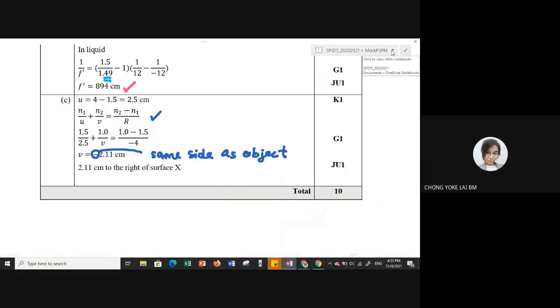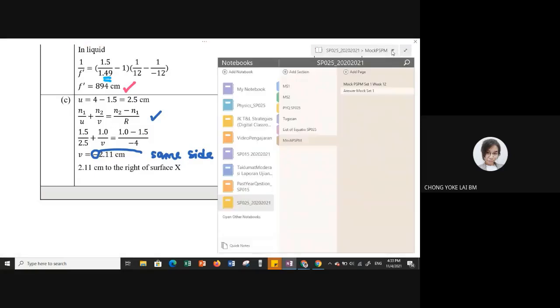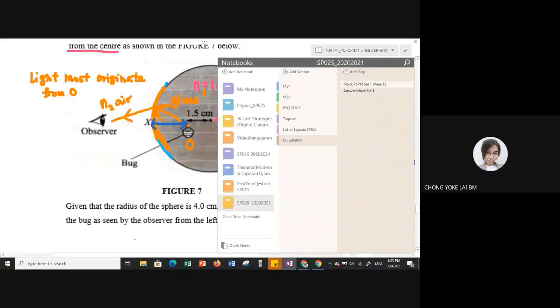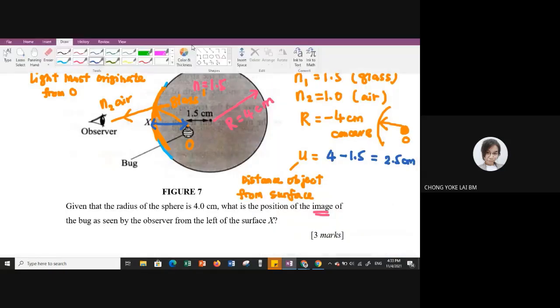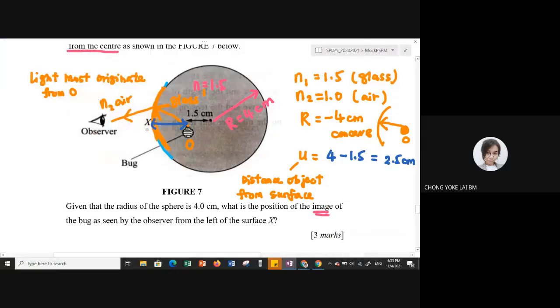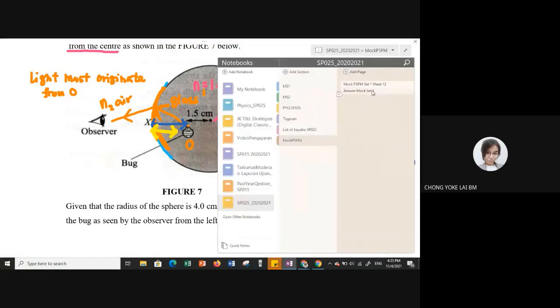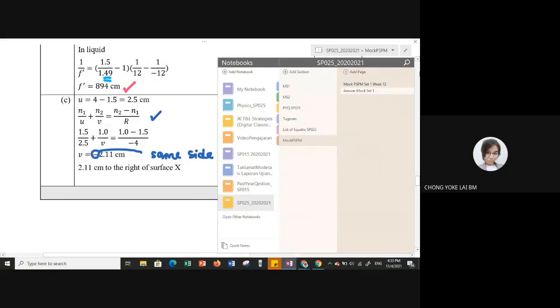So kita tengok balik gambar. So image tu duduk mana? Kita tengok balik gambar. Mana objek kita? Objek kita duduk sebelah kanan. So image kita, kita tengok. Image kita pun duduk di sebelah kanan juga. Same side. Belah yang sama dengan objek. Tapi jarak dia berapa? Kita kira tadi 2 point. Kita tengok. So distance dia 2.11. Okay, 2.11.